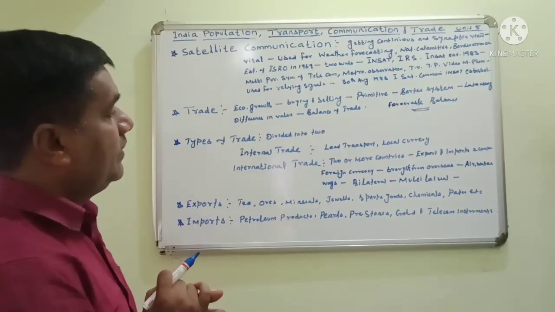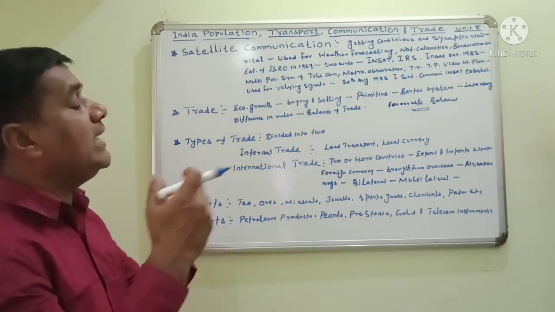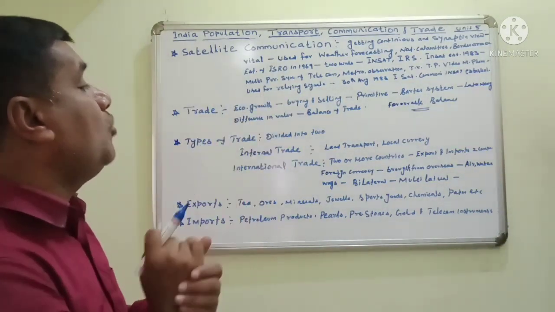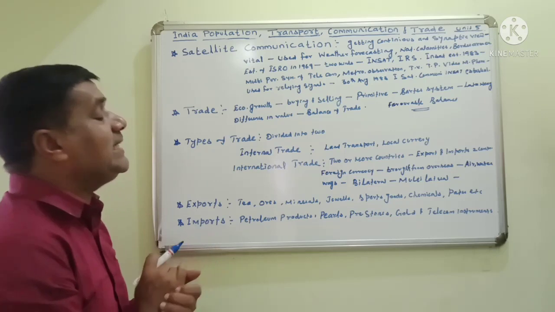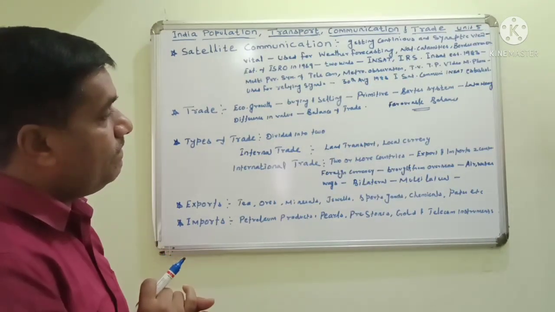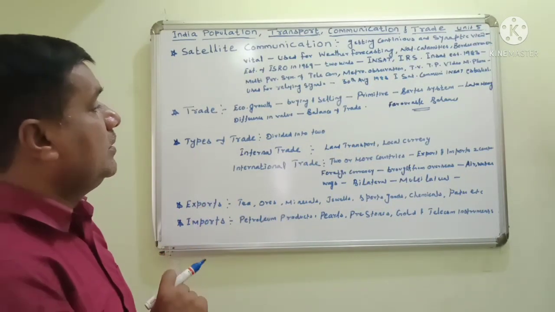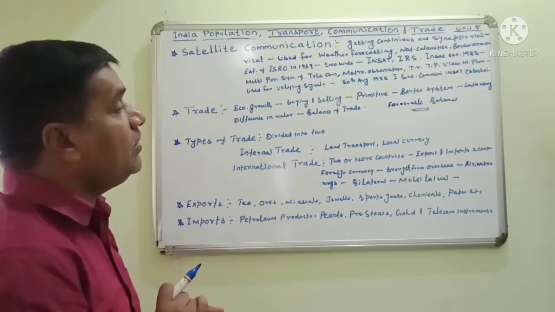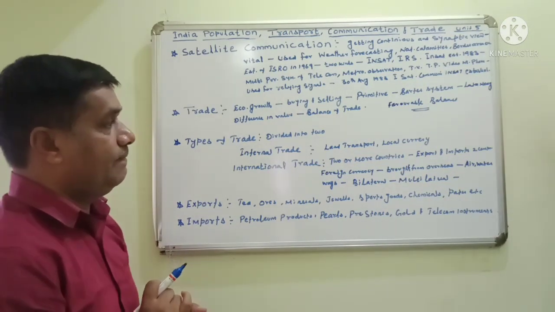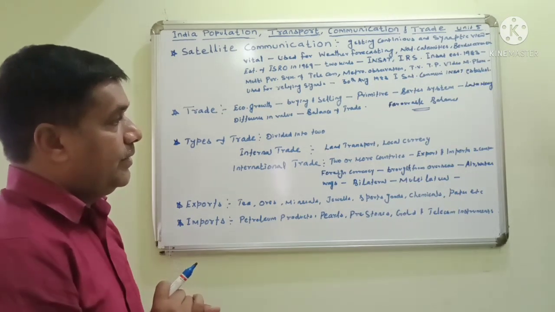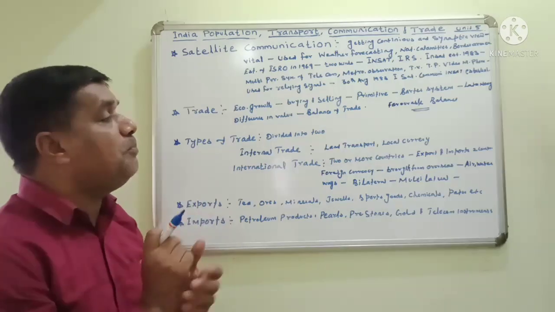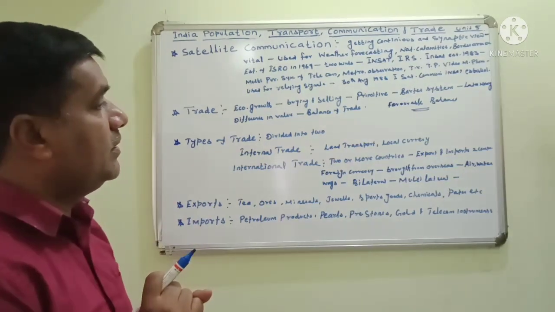International trade. Export and import made between two or more countries is known as international trade. The exchange of goods between two or more countries is known as international trade or foreign trade. Export and import are two important components.